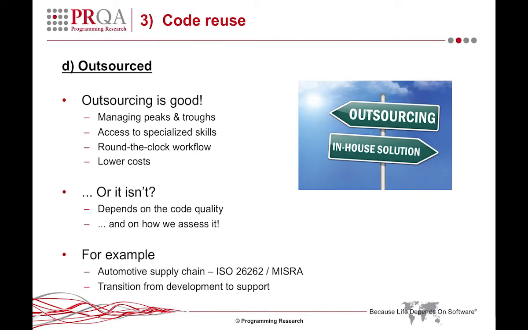Let's look next at where the code is coming from. Different sources of code come with different characteristics, and there are different pros and cons associated with them. We'll look at four here, the first of which is legacy. Legacy code clearly comes under the company's core development processes.